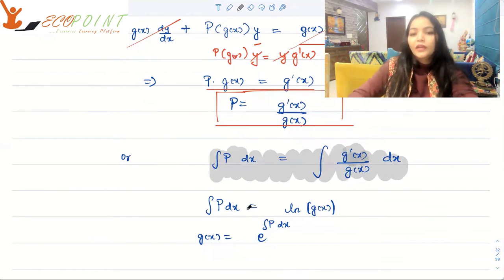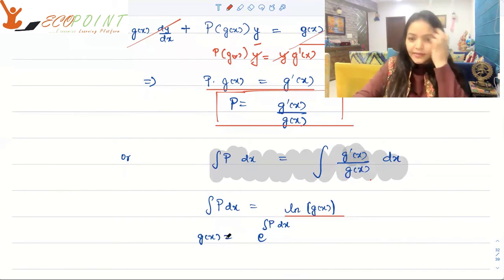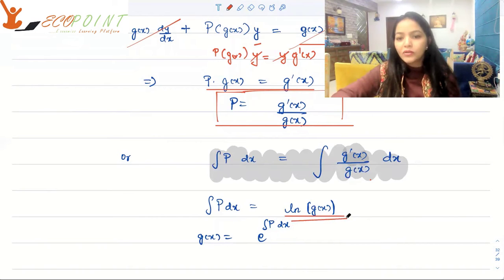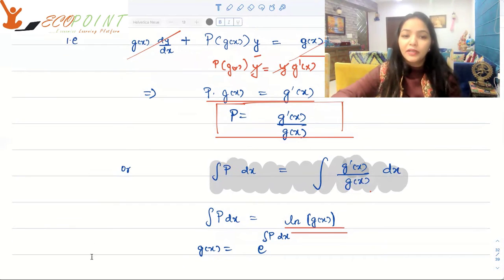Since you have g(x) in the denominator and g dash x in the numerator, clearly you will get log g(x) as this integral. So integral p dx equals log g(x). That means the g(x) that you have chosen will be e to the power integral p dx. So g(x) is e to the power integral p dx.